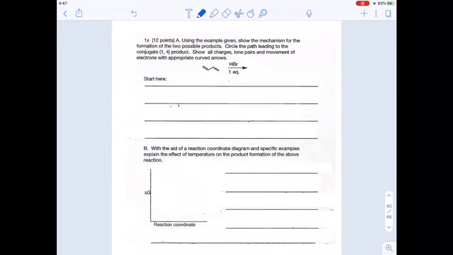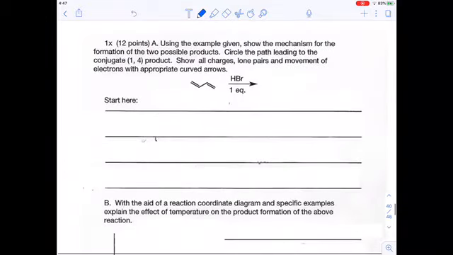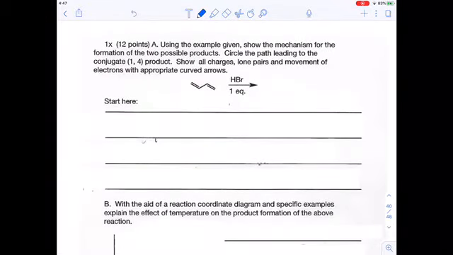Okay, so 1x says, using the example given, show the mechanism for the formation of the two possible products. Circle the path leading to the conjugate 1,4 product. Show all charges, lone pairs, and the movement of electrons with appropriate curved arrows.